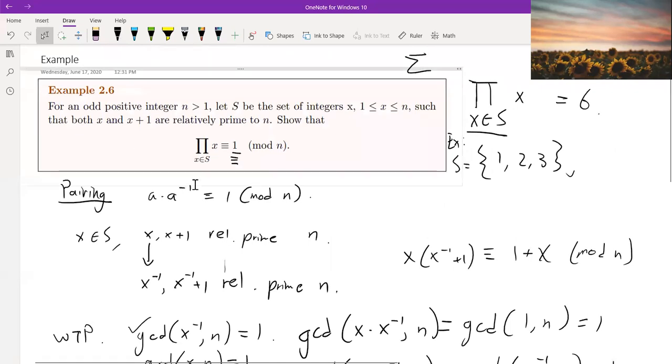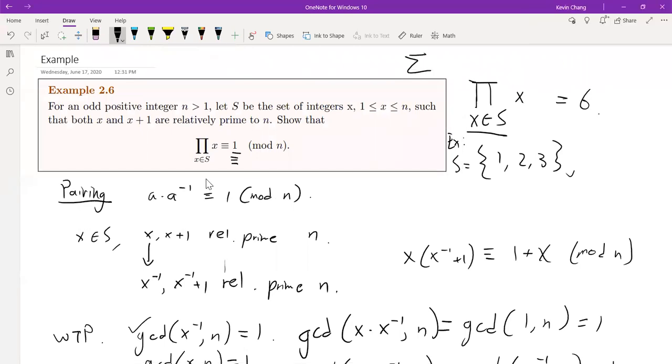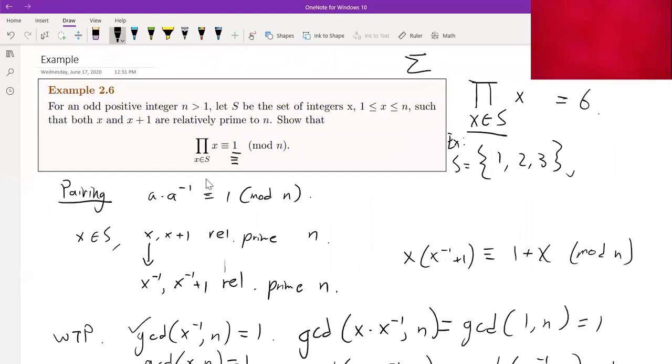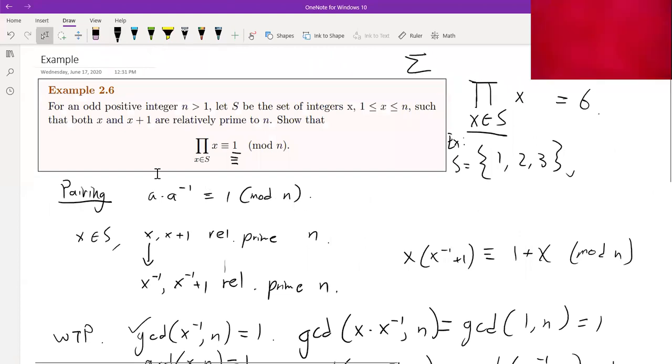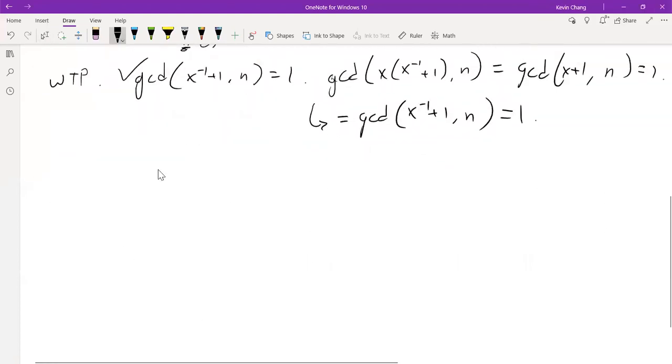Going back to our problem up here, this tells us that if we have a number x inside of a set S, the number x to the minus 1, the multiplicative inverse of x, is also going to be inside the set S because both of these numbers are relatively prime to n. And so if we had a set of numbers, something like x1, x2, maybe there are m numbers in here.